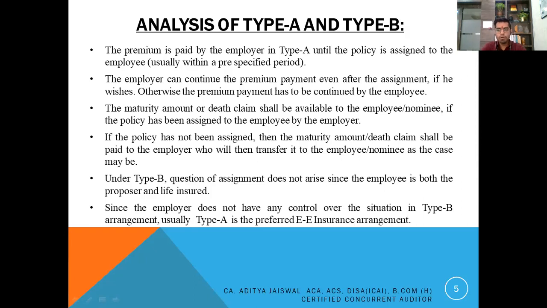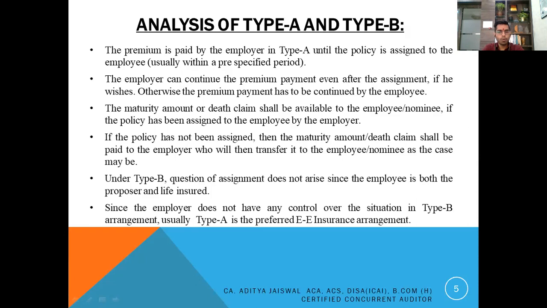The maturity amount or the death claim shall be available to the employee or the nominee, as the case may be. In case of maturity, it shall be payable to the employee, and in case of death, it shall be payable to the nominee, if the policy has been assigned to the employee by the employer. If the policy has not been assigned, then the maturity amount or the death claim shall be paid to the employer, who will then transfer it to the employee or nominee, as the case may be.